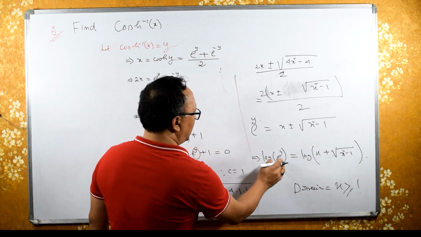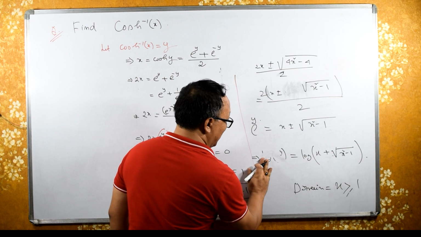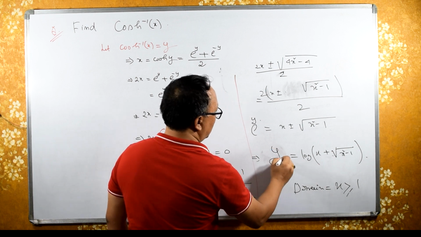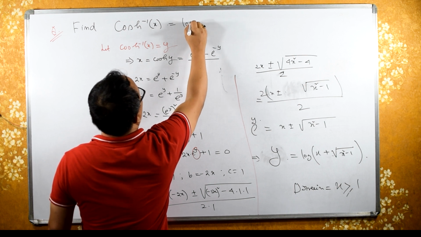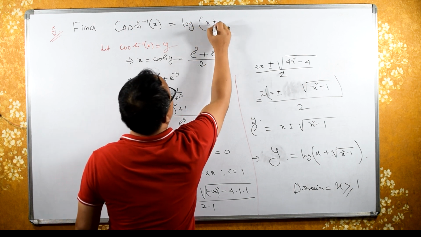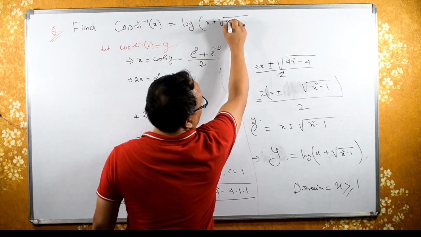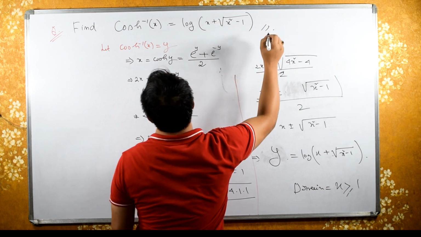Log of e raised to y is the same as y, since log and e get cancelled. Therefore y equals log of x plus square root of x square minus 1. This is the required answer.